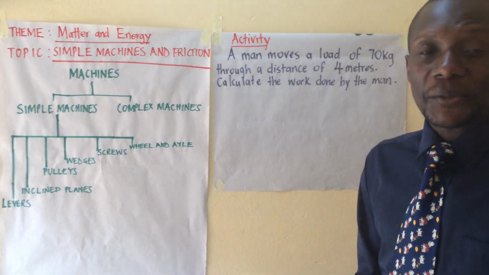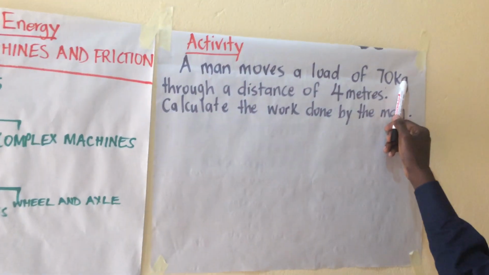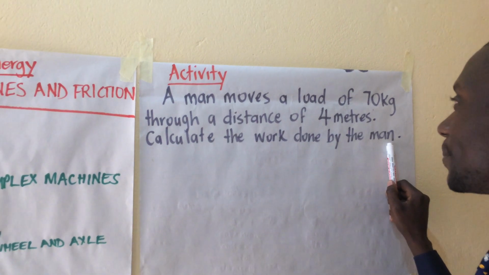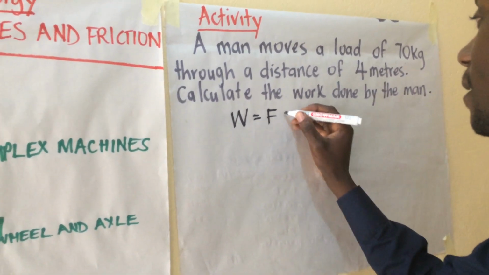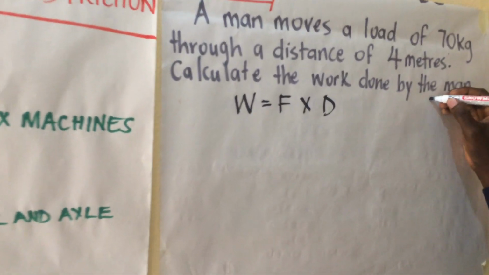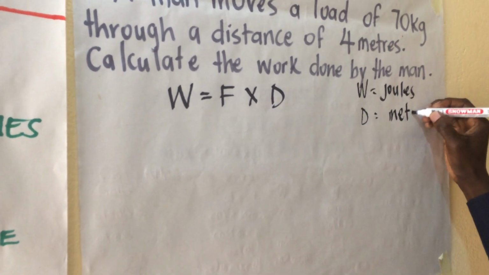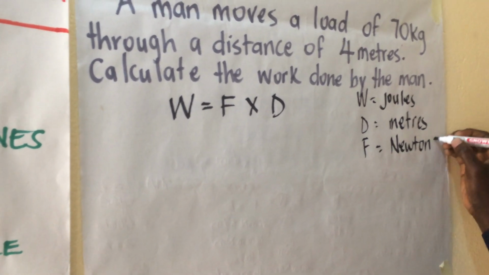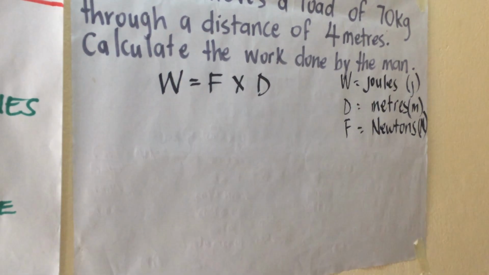We have got a number here that I'm going to work out. We are going to see how we calculate work done. A man moves a load of 70 kilograms through a distance of 4 meters. Calculate the work done by the man. So, like we said, work is equal to force times distance. The units for work are joules. The units for distance are meters. And the units for force are newtons.